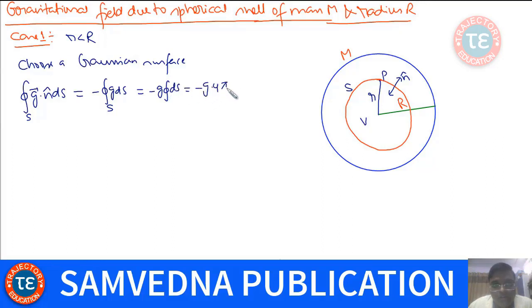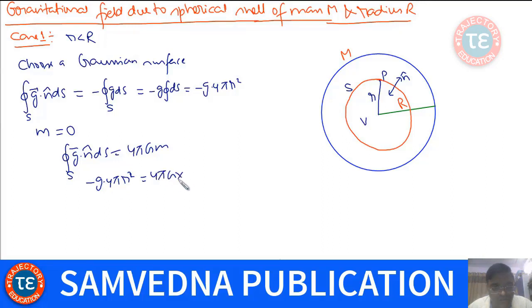That is G into 4 pi r square. And what is the mass enclosed? Mass enclosed is 0 because it's hollow. Mass enclosed means the mass enclosed by the Gaussian surface. From the Gauss law of gravitation, we have the integral of G dot n dS equals 4 pi G m, where m is the mass enclosed by the Gaussian surface. So this is G into 4 pi r square.